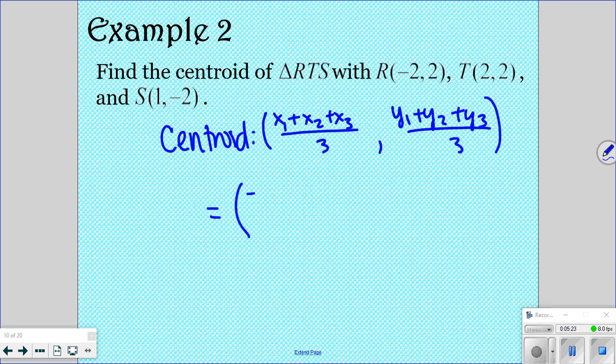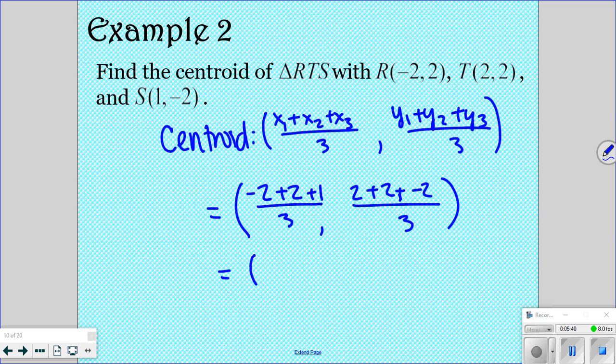So our x values are -2, 2, and 1. And our y values are 2, 2, and -2. So if you add and divide by 3, you should get 1/3, 2/3.